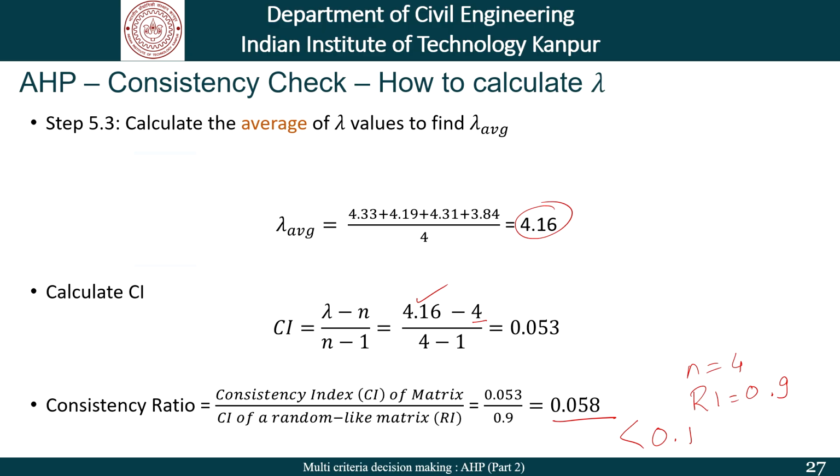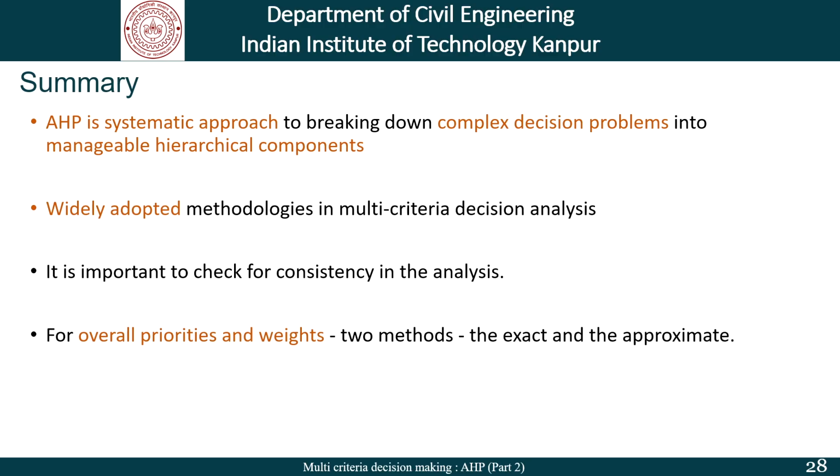We will upload solutions for these separately. With that, we end our discussion on a multi-criteria decision making method known as AHP. We saw that AHP is a systematic approach for breaking down complex decision problems into manageable hierarchical components. It is a widely adopted method in multi-criteria decision analysis. Once we do AHP, it is important to check for consistency in the analysis.